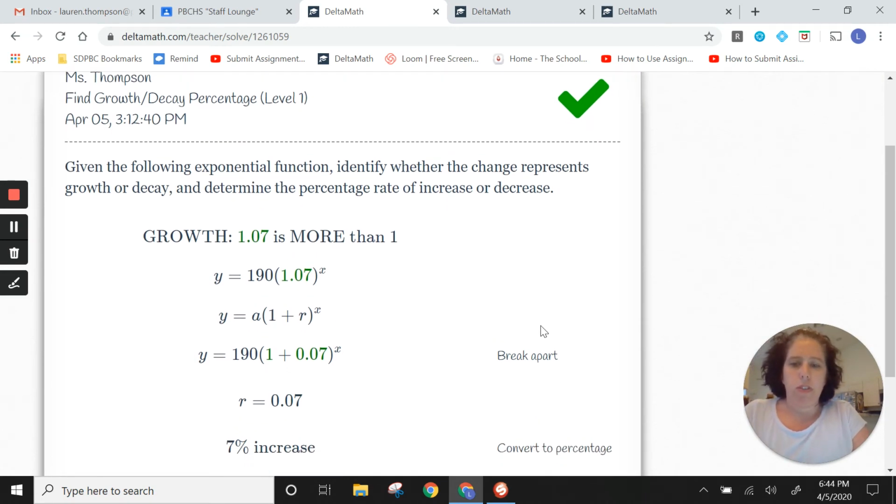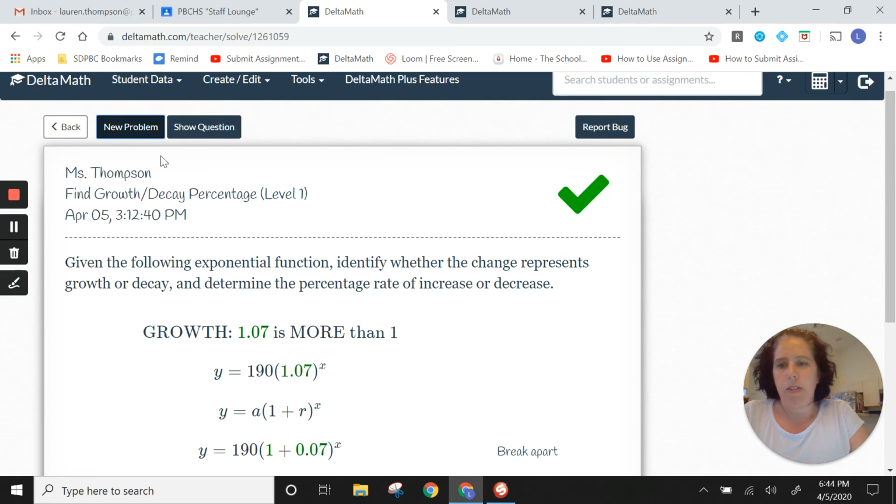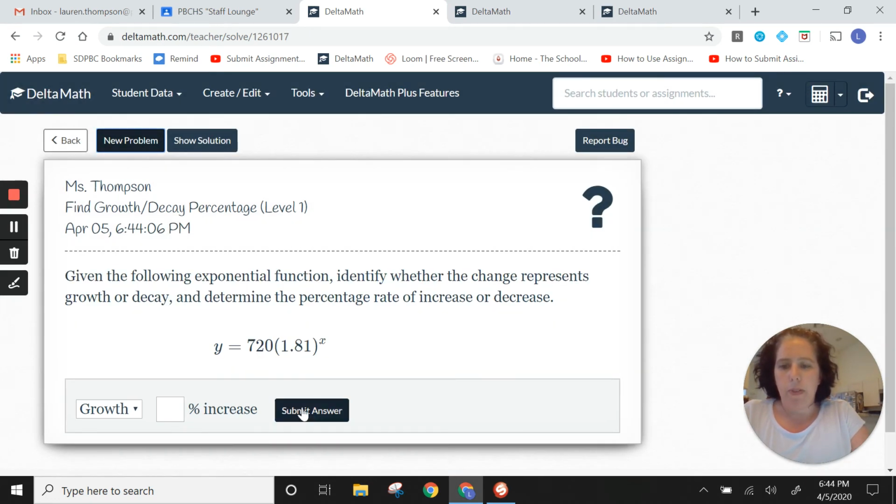Now, there's a little different roundabout way that they did it, but it's the same idea. Okay, let's find one. No, not that one. Let's do another one.